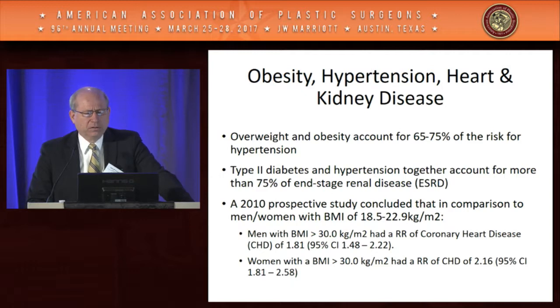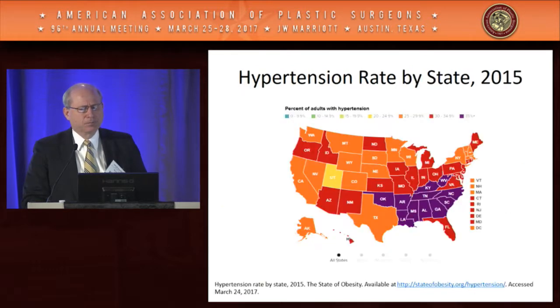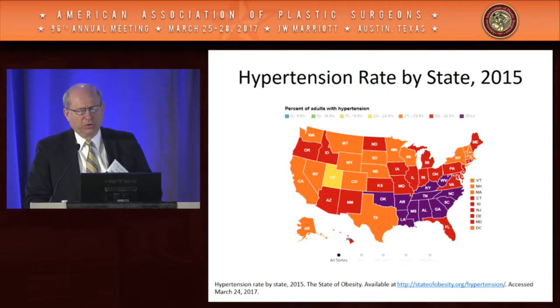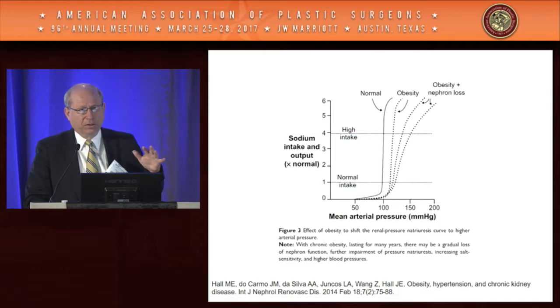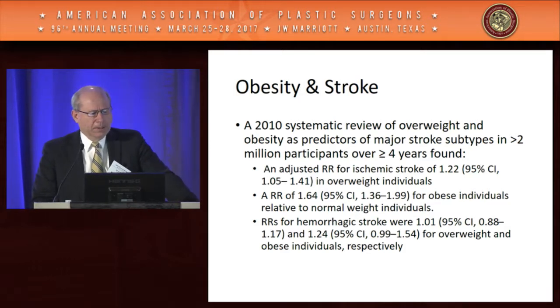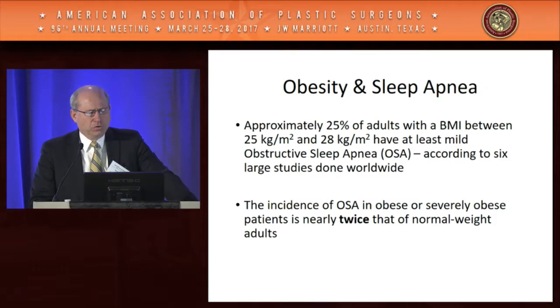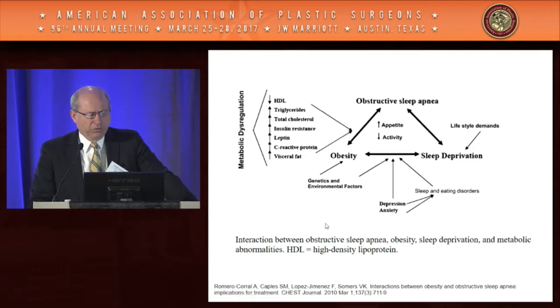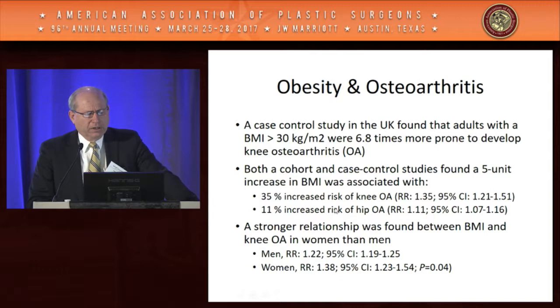So it's thought that obesity accounts for almost 3/4 of the risk for hypertension, and 3/4 of the risk for end-stage renal disease, and that the risk of all sorts of other diseases goes up the heavier you get. So this is hypertension rate by states, which looks very similar to some of the other maps we've shown, and the thought is that with obesity you get some loss of nephron function, and you have to dramatically reduce your salt intake. Stroke, same thing. And sleep apnea, there's a huge problem with sleep apnea with obesity and all these pathways that relate to it.